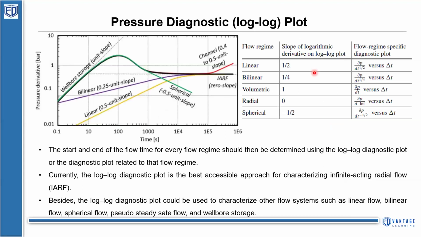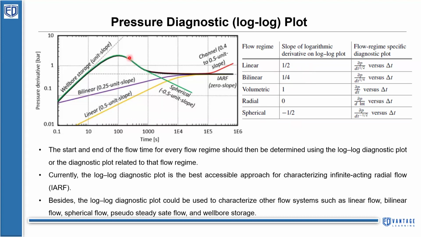So typical slopes of the diagnostic plot will be: if it is linear, the slope of the logarithmic derivative on the log-log plot is half. For bilinear flow, it is 1/4. For volumetric reservoir, it is 1. For radial flow, it is 0. And for spherical flow, it is -half.